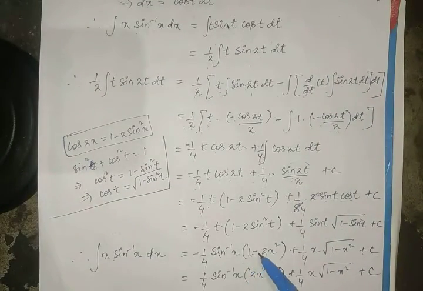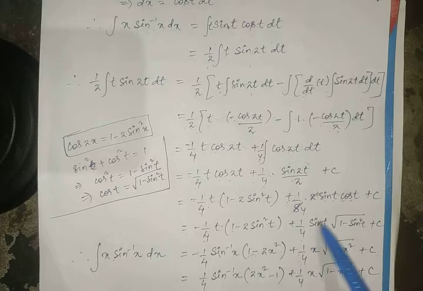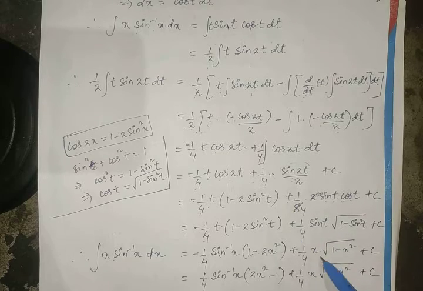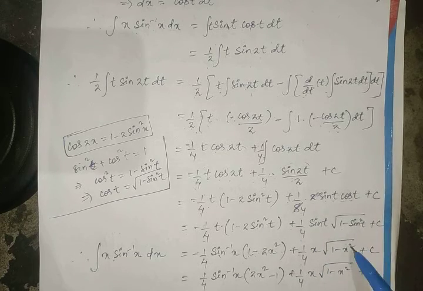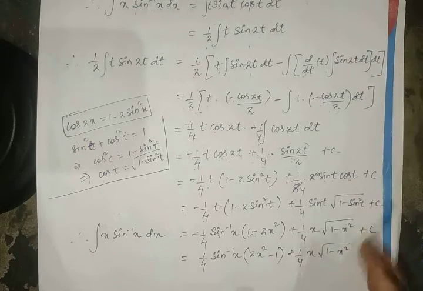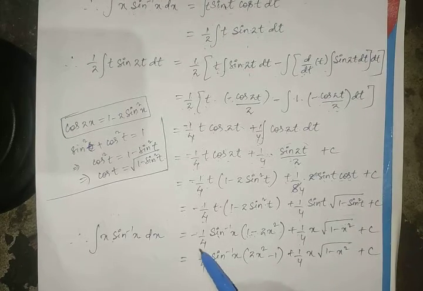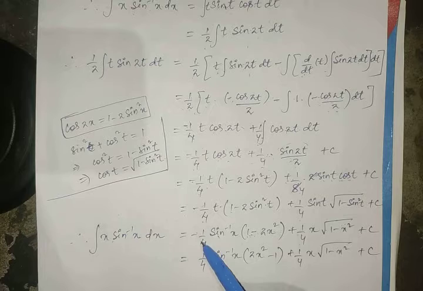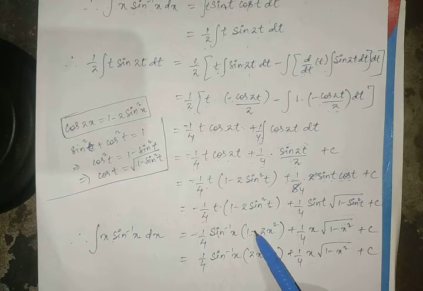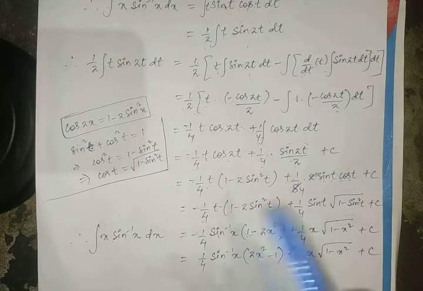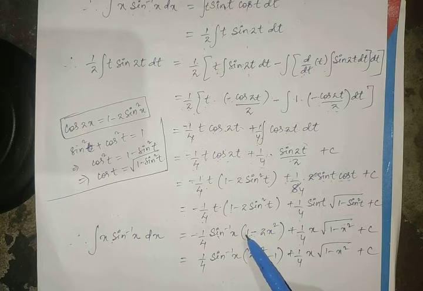So I have written here 1 minus 2 x square, and plus 1 by 4, and sin t is x, right? It's already there, and 1 minus sin square t is 1 minus x square. Okay, root of 1 minus x square. Here we have minus 1 by 4, so if we take minus common, this will change, right? This will become plus and this will become minus, right?